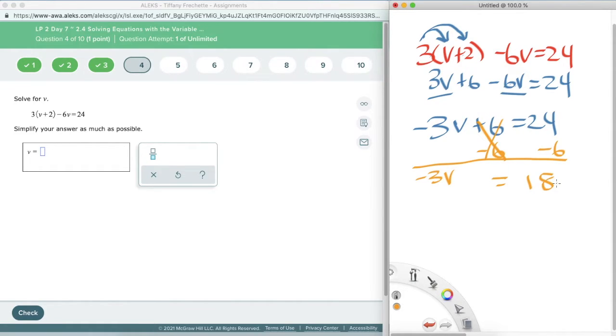And that one's usually pretty easy. 24 minus 6, students don't tend to get as confused with that one because it's kind of more basic looking with the subtraction. They don't have to worry about the positives and negatives so much.